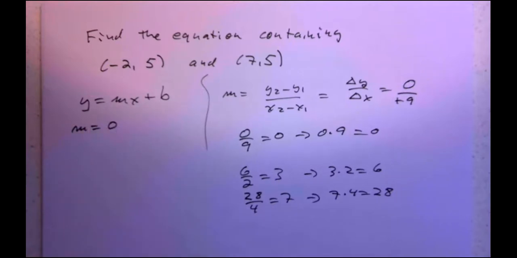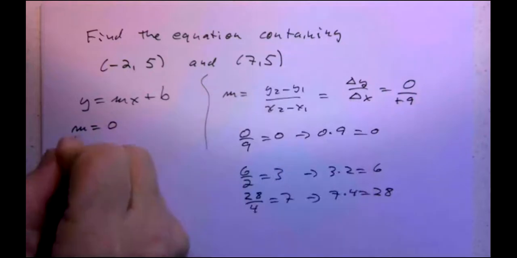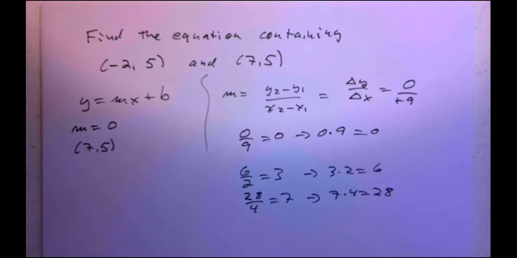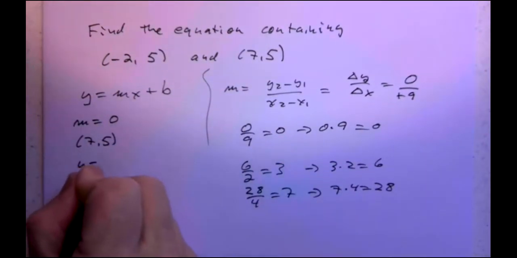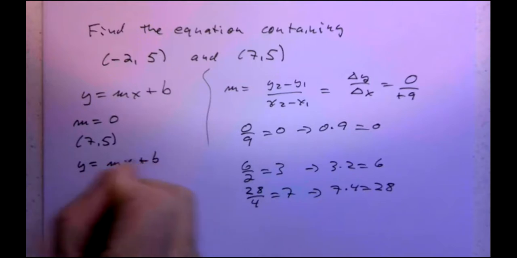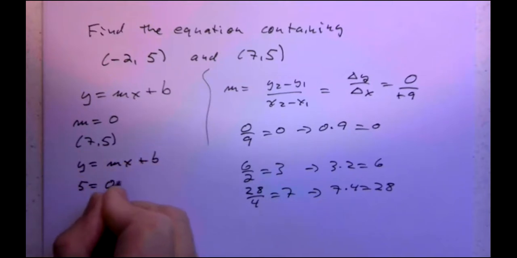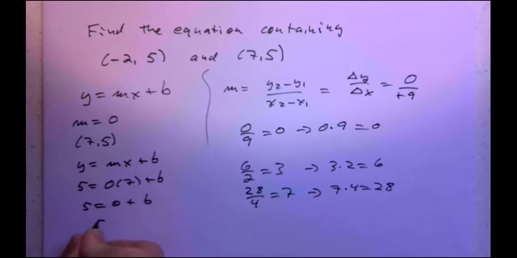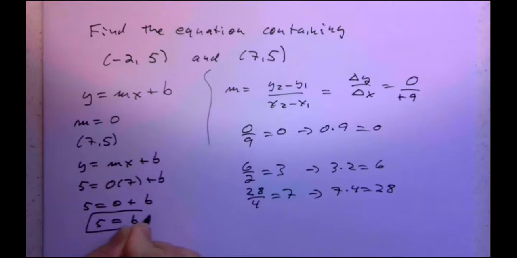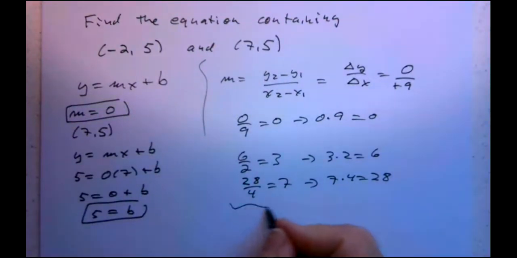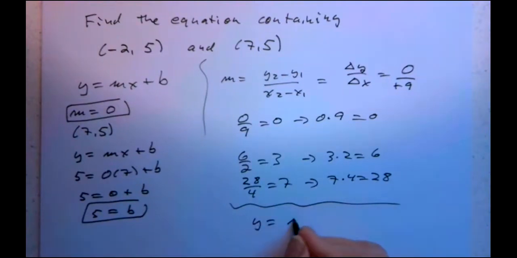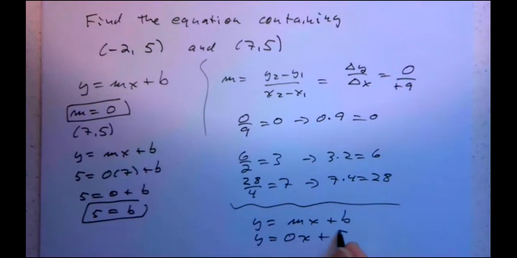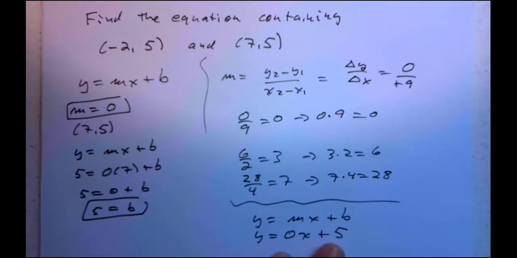Well, what's the y-intercept? If we're going to use our usual strategy, we're going to pick one of those points. Maybe I'll pick 7, 5. And I'll plug it into y equals mx plus b. The y value is 5. The m is 0. The x is 7 plus b. So we get 5 is 0 plus b. We get 5 is b. So 5 is b and m is 0. That should be enough for me to get the equation of the line. Plugging that into y equals mx plus b, we get y equals 0x plus 5, which simplifies to simply y equals 5.